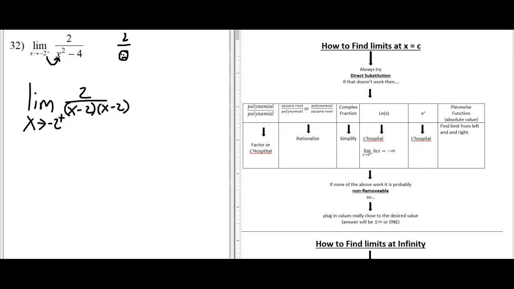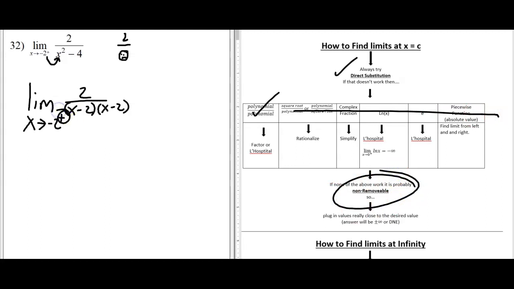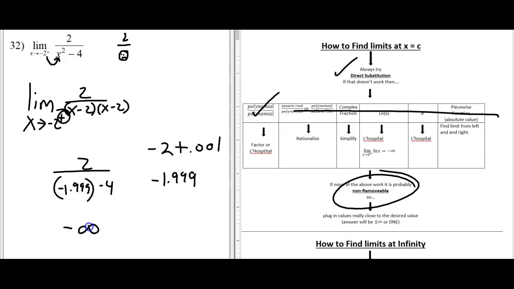So, well, direct sub didn't work, factoring didn't work, and none of these other things apply. So once again, we have a non-removable, and we're just going to plug it in. Now, luckily this time, I only have to do one from the right. Okay, so I'm going to take my c value of -2, and I'm going to add 0.001 to it. And that's going to give me -1.999. And that's what I'm going to go ahead and plug in for x here. Let's see what we get. So the result I get out of that is a negative number, and therefore we can assume it's going off into negative infinity on that side.